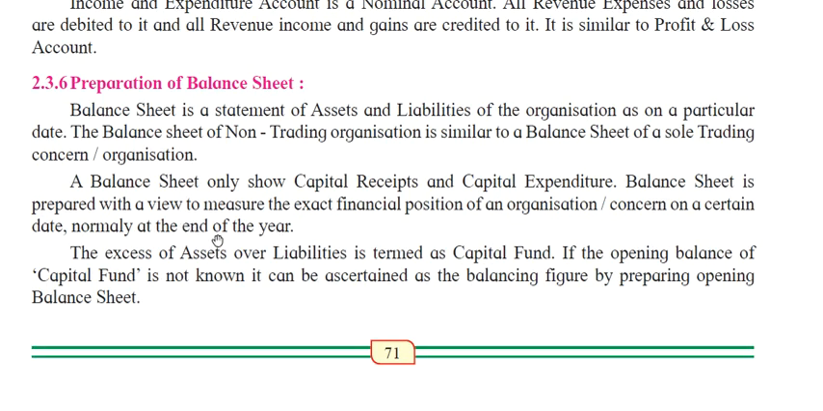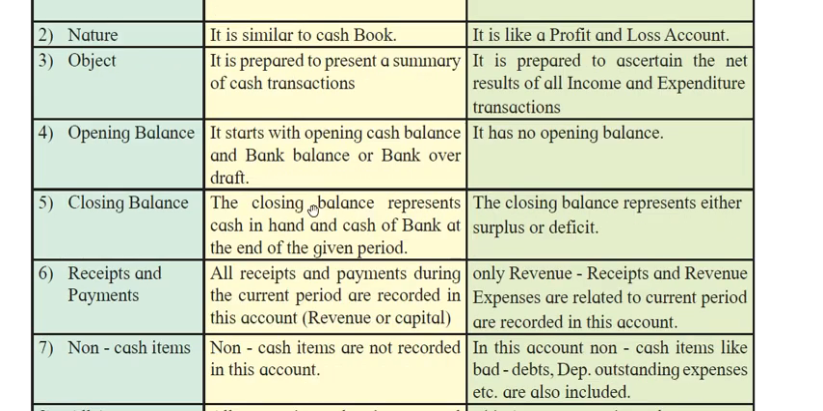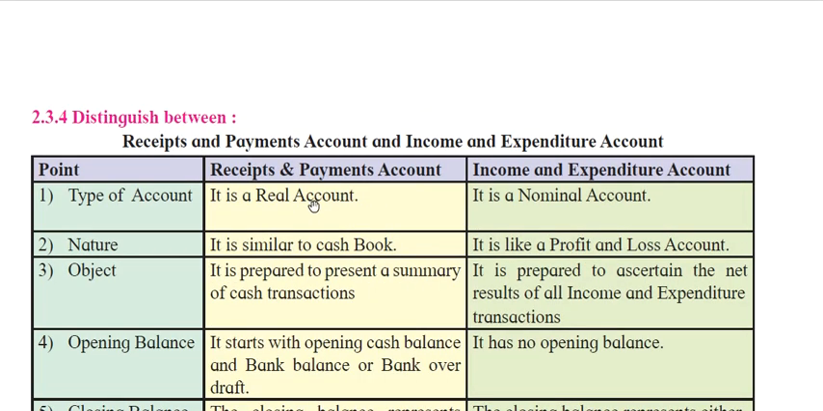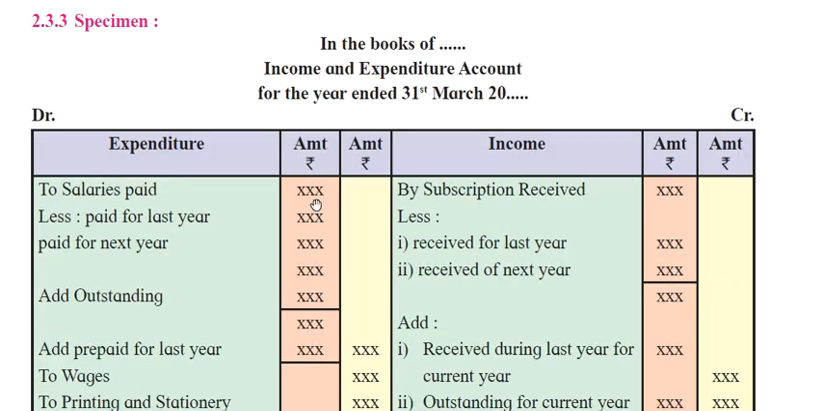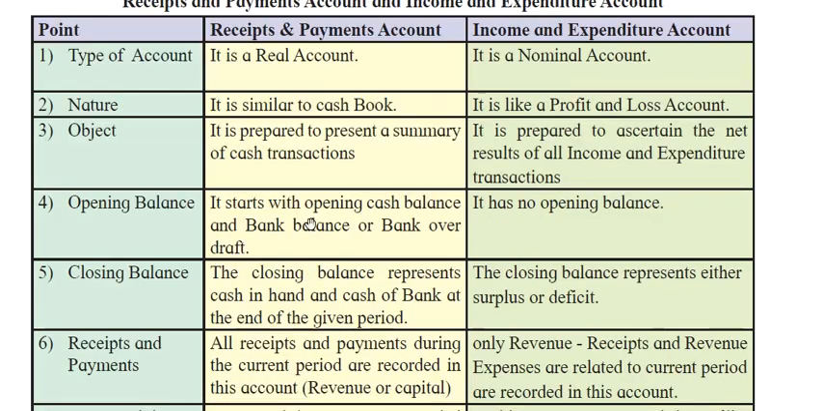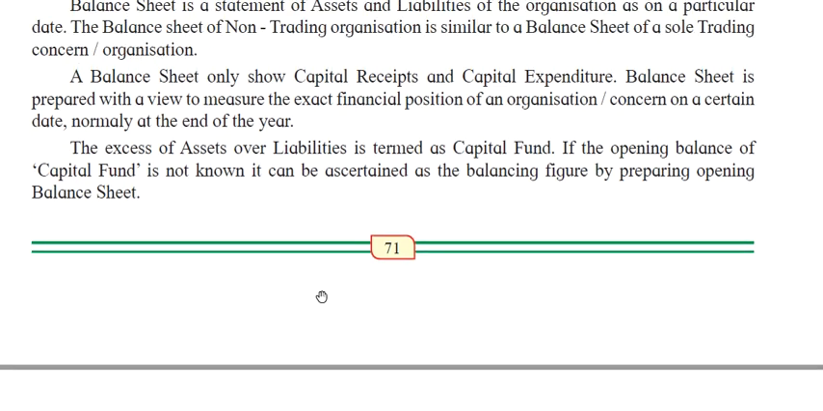So this is all about why we are preparing a balance sheet in receipts and payments and income and expenditure. We studied the preparation of income and expenditure, the difference between the receipts and payments account and the income and expenditure account, and the specimen of the receipts and payments and income and expenditure account. So in the next video we'll see implied adjustments. We'll see the hidden adjustments and direct adjustments. We'll study that in the next class, that is, implied adjustments. Thank you.